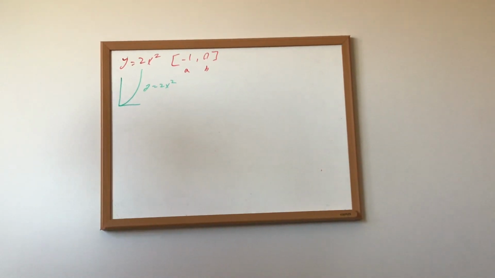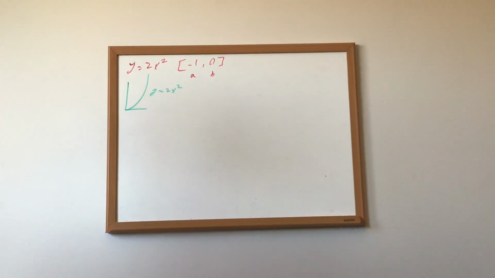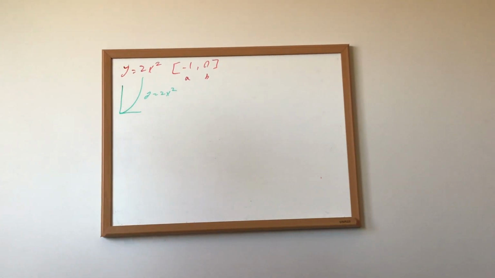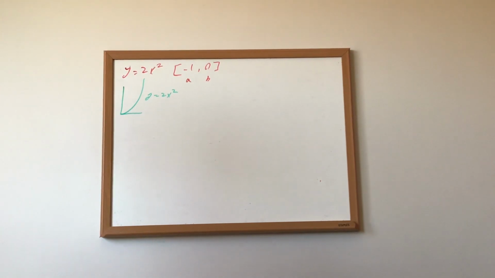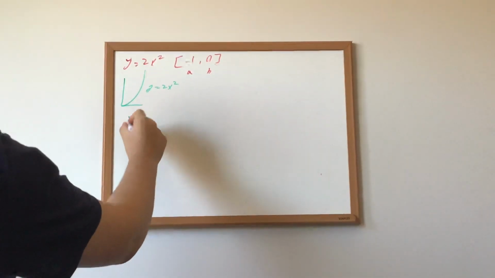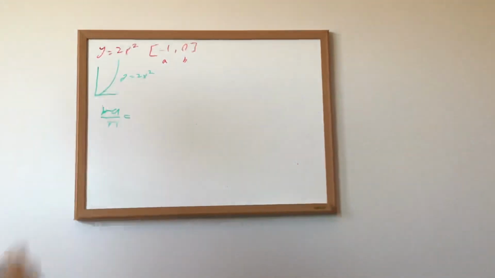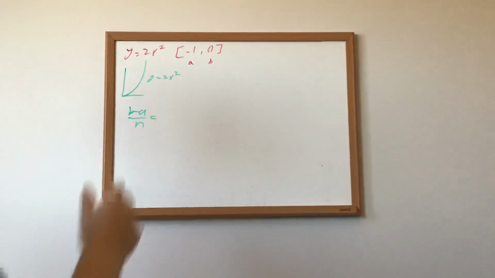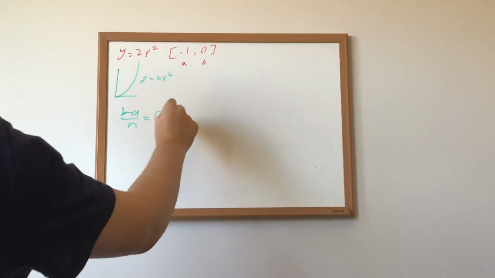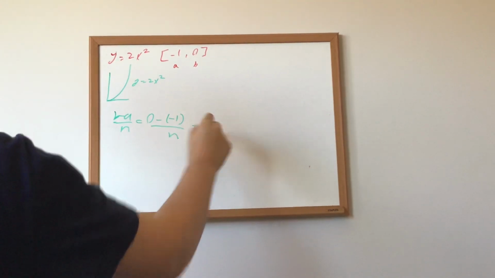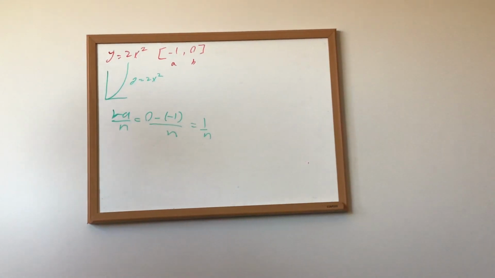So the area under the curve forms a rectangle, and we should find the height and the width of this rectangle. For finding the width, the formula is b minus a over n. You see, I've labeled the parts of the interval. So b minus a is 0 minus -1 over n, which is just 1 over n. So we have found the width of the rectangle.